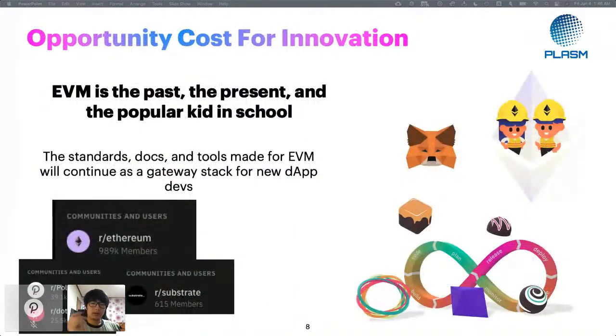And for people who are coming into this concept of decentralized applications or blockchains or smart contracts, it's very overwhelming. Where should they start? Most people might have heard of Ethereum, and the ecosystem is very big. There is rich documentation, a lot of video tutorials on YouTube. And here you can see even the community, the subreddit r/Ethereum is almost 1 million members, while r/dot, which is the unofficial subreddit for Polkadot, is trying to go for 40K, and Substrate is like 600 members.